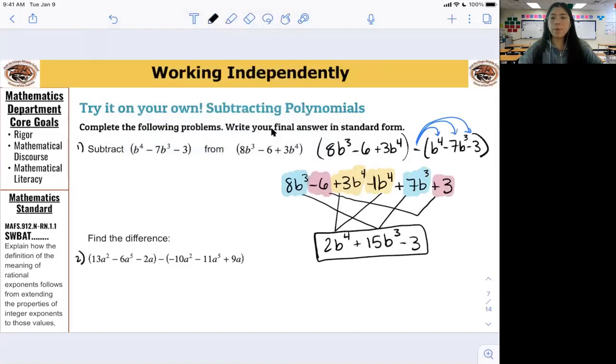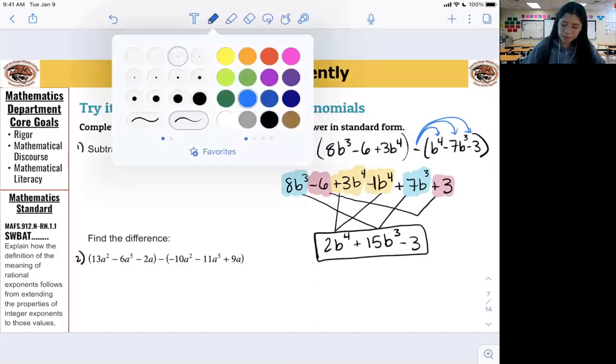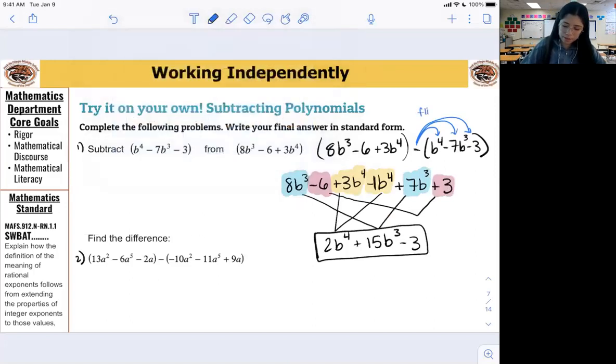So there were a couple people who made small, tiny mistakes, like maybe you forgot to flip the signs. If you forget to flip the signs, that's going to make a big problem, right? So little things go a long way. Do I have any questions on number 1?